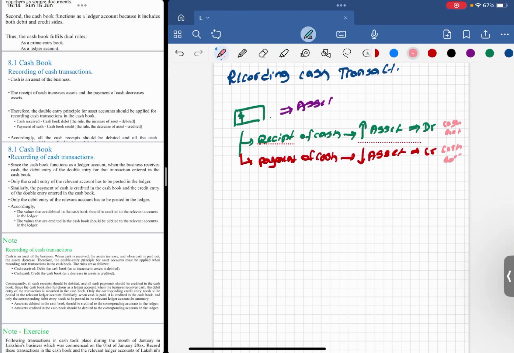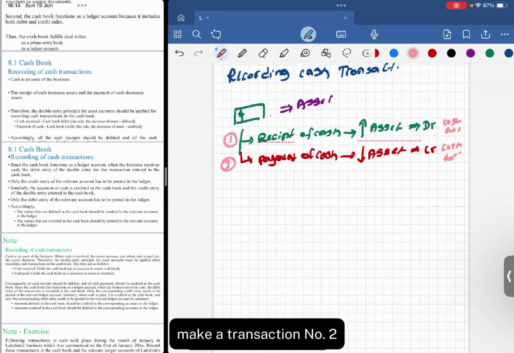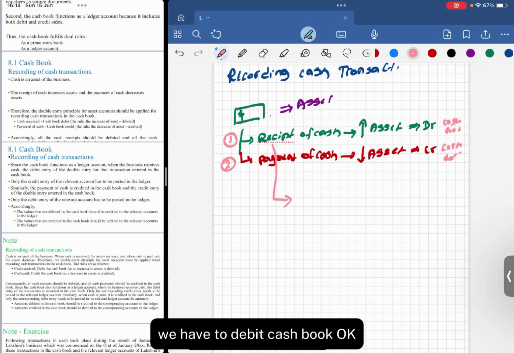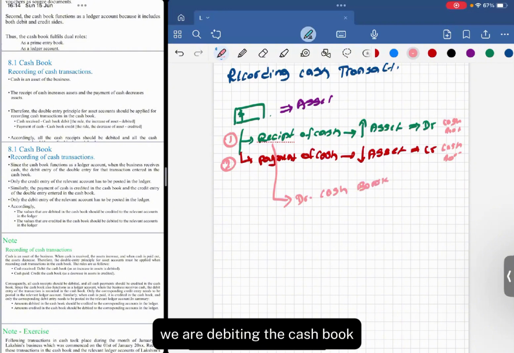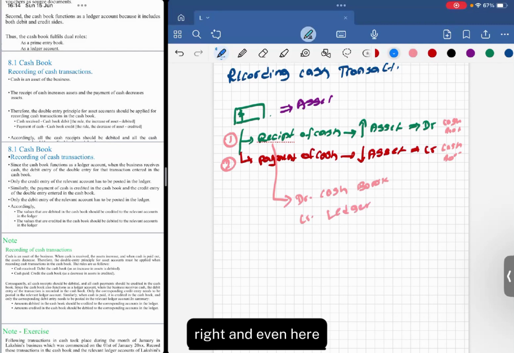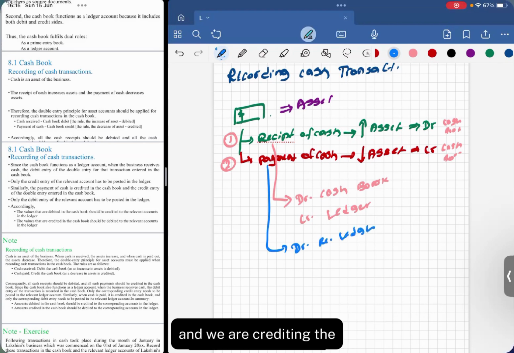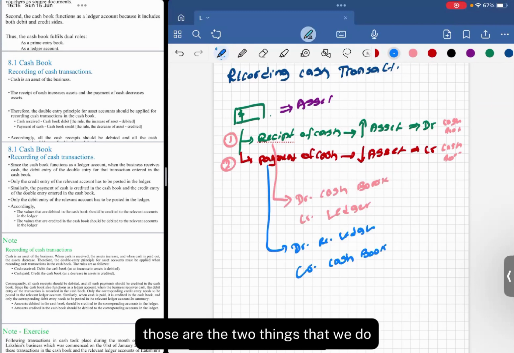Okay, and double entry, අපි මේක single transaction එකක් විදිහට ගත්තොත් එහෙම මේක transaction number 1, මේක transaction number 2 කියලා ගත්තොත් එහෙම මේ පළවෙනි transaction එකේ මොකක්ද අපි කරන්නේ? We have to debit the cash book. We are debiting the cash book and we are crediting the relevant ledger. ඕක තමයි ඔය කියන්නේ, right? And even here, what we are doing is we have to debit the relevant ledger and we are crediting the cash book. Those are the two things that we do.